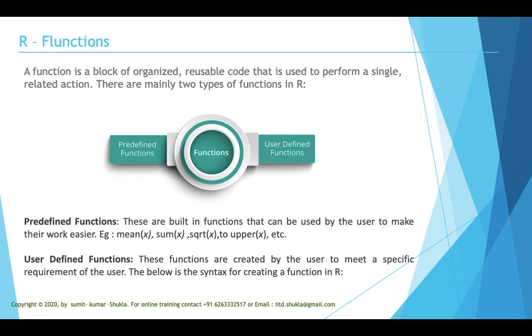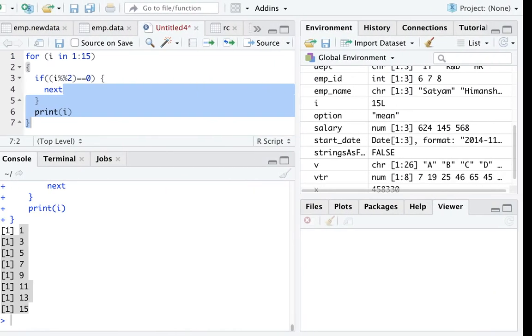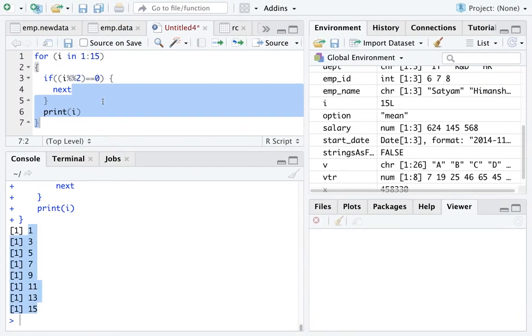So let's go and check. Here you have a function body, which is a function you have written. There has been a small program given. Let me give you an idea. Let's go there, clear the console.